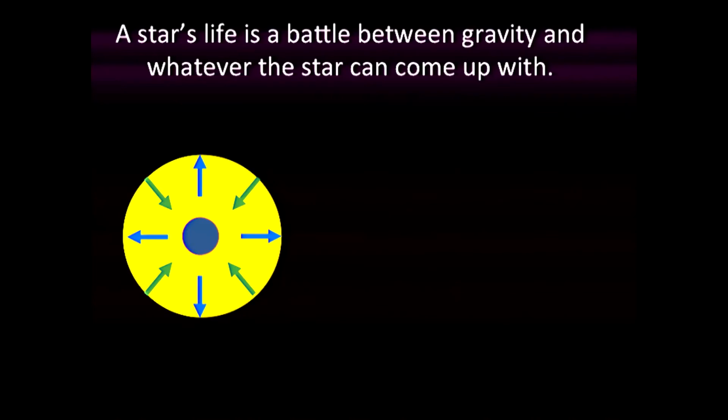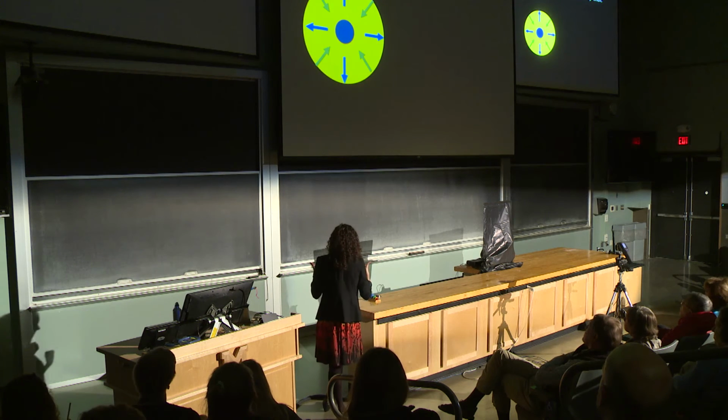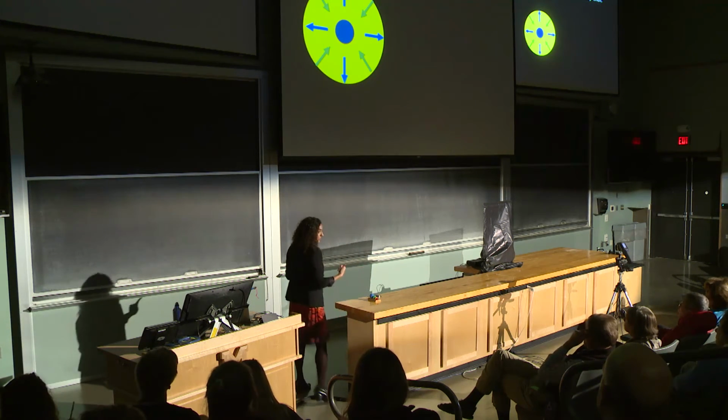So just to take a moment to think about why a star explodes at all. The short answer is that the life of a star is a battle between gravity and whatever else the star can come up with. Gravity is always going to be pushing inward, and in this cartoon here, something is going on in that central blue circle to push outward. And in a star, that's going to be nuclear reactions. So for most of a star's adulthood, that's going to be turning hydrogen into helium.